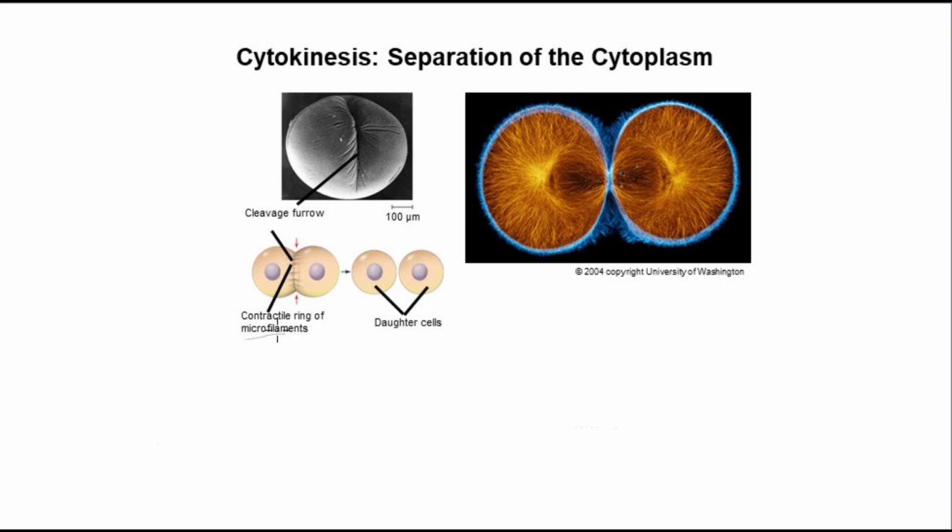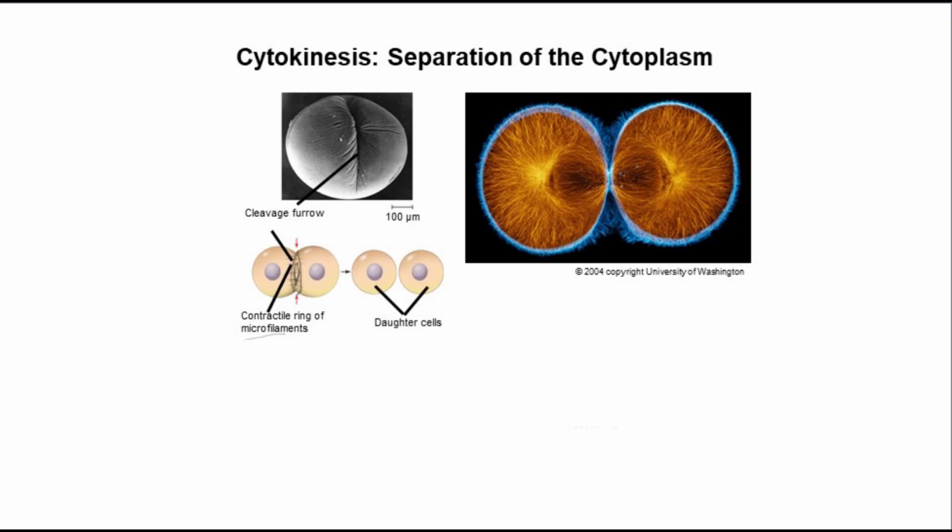We have microfilaments, in this case a microfilament ring, that gets pulled on by motor proteins in such a way that the ring of microfilaments gets closer together. The ring of microfilaments is attached to the plasma membrane, and as that ring gets smaller and smaller and smaller, it pulls the plasma membrane in, and we effectively see a pinching off of the plasma membrane, resulting in separation of the cytoplasm and two new daughter cells.